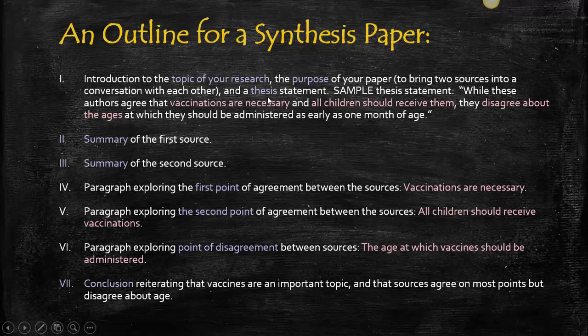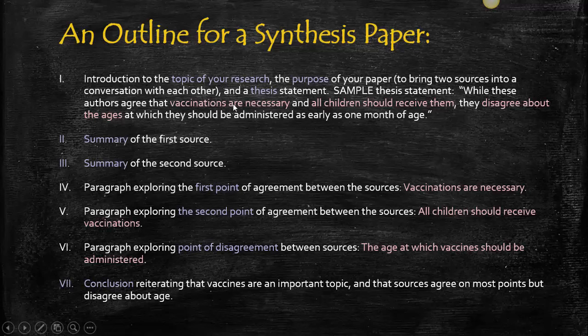Now, it's not necessarily going to be 2 points of agreement and 1 point of disagreement. Maybe your synthesis will be all agreement. Maybe you'll have 3 points of agreement. Maybe it will be all disagreement. Maybe you've found two sources that just completely conflict with each other. Those are always kind of fun to write. Maybe it'll be one where there's sort of back and forth, agreement and disagreement and agreement and disagreement. That's completely up to you. In this particular example, I have 2 points of agreement and 1 point of disagreement. So that's how I've set up this structure.